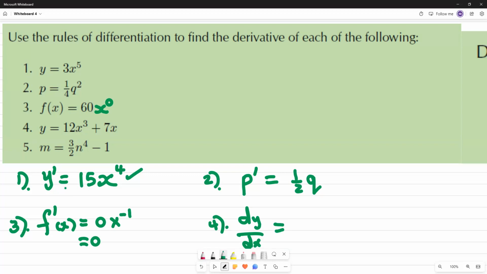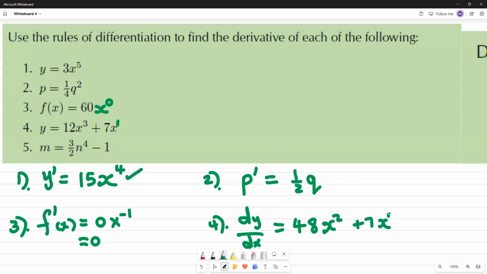Remember, I discussed with you on the notation. So I'm going to say 12 times 3, which is 48, right? And then x squared. Then remember here you have x to the power 1, basically. So you're going to have 7 times 1, which is positive 7.